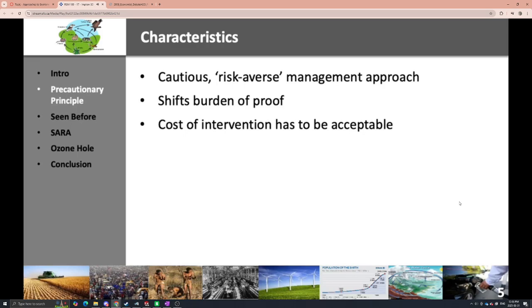So if we flip that around, once a precautionary management approach is used, then the factory needs to provide proof that its activities do not affect the environment. This means that protecting the environment becomes the default position. But this risk-averse approach does not come for free, because there's an opportunity cost associated with this approach.